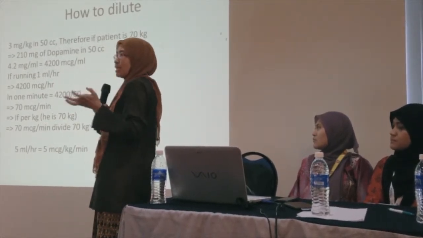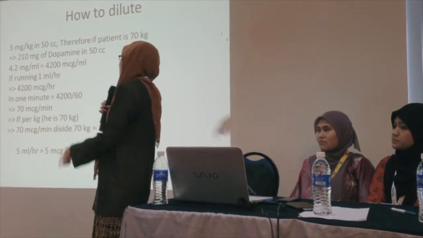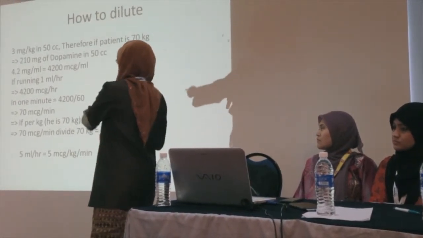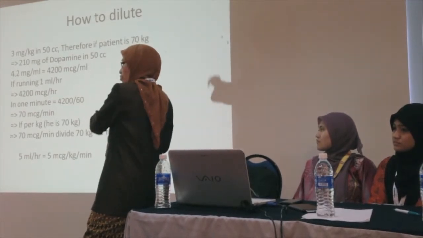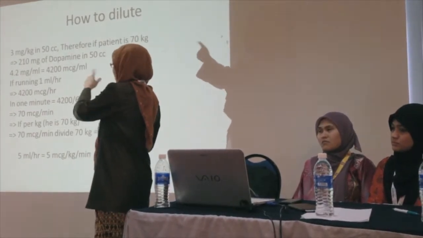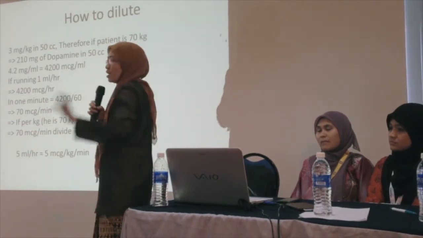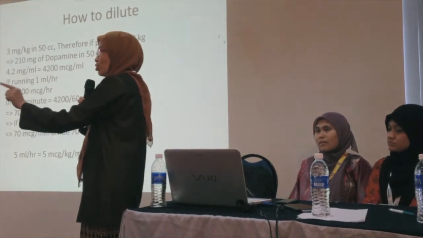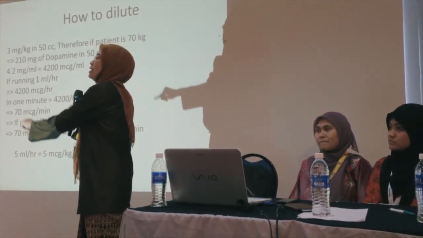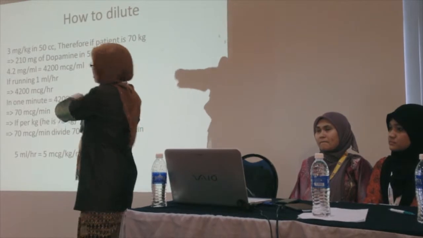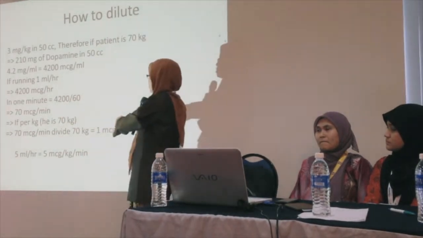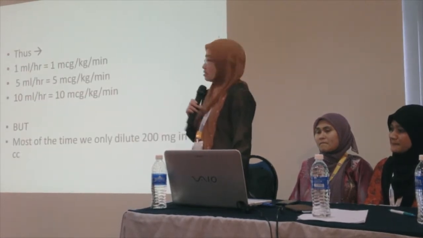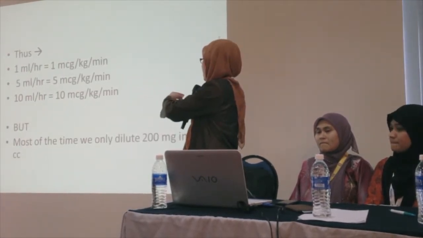So kemudian kita nak per kg. So for the patient body weight kan. So kita bagi lagi 70 mic per minute ni bagi 70. So it's going to be 1 mic per kg per minute. So actually based on this assumption, 3 mg per kg, then we can say that if we are running 1 ml per hour, then that is equivalent to 1 mic per kg per minute. So 5 mls per hour, we just say is now 5 mic per kg per minute. Thus, 10 mls per hour, 10 mic per kg per minute.